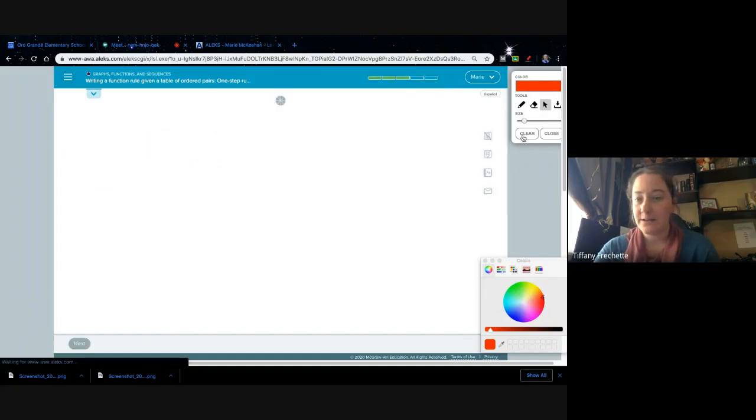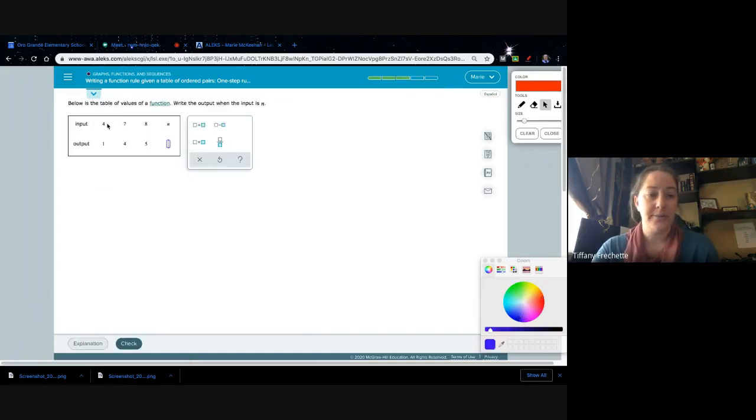All right, next. Go and change up our color here. All right, so last one here. So how do we get from 4 to 1? So I can subtract 3, or I could divide by 4. So my two options here. So we need to decide which one we are doing. So to get from 7 to 4, if I subtract 3, that definitely works. 7 minus 3 gets me 4.